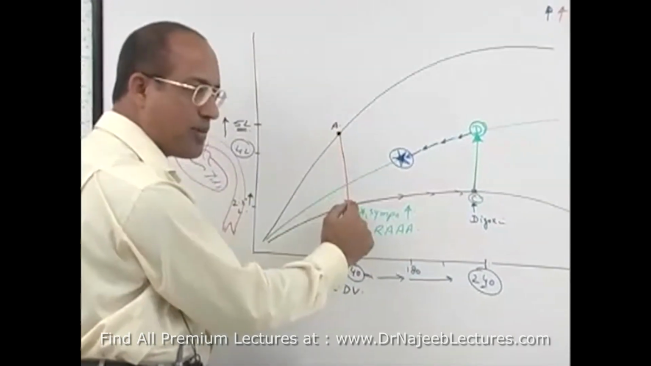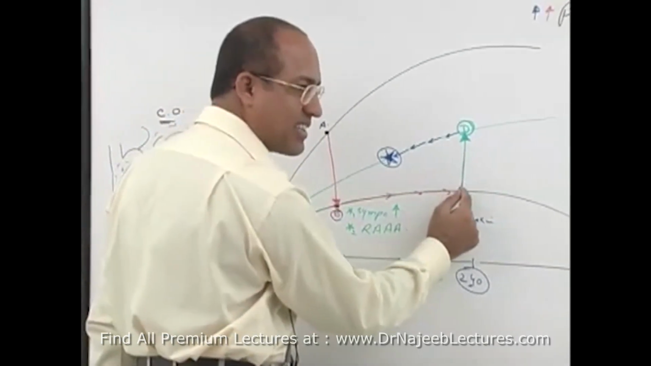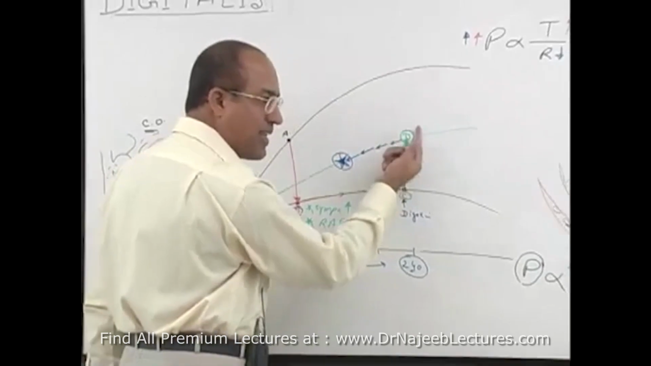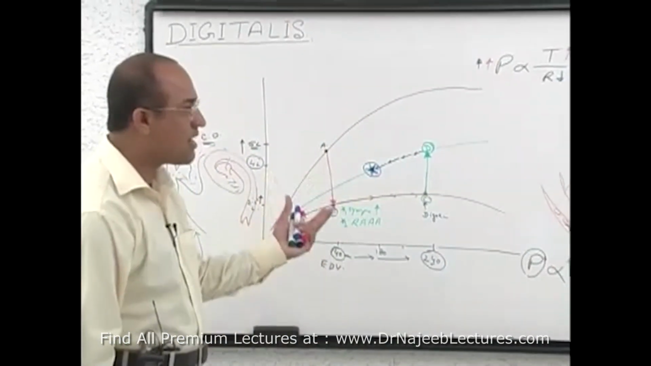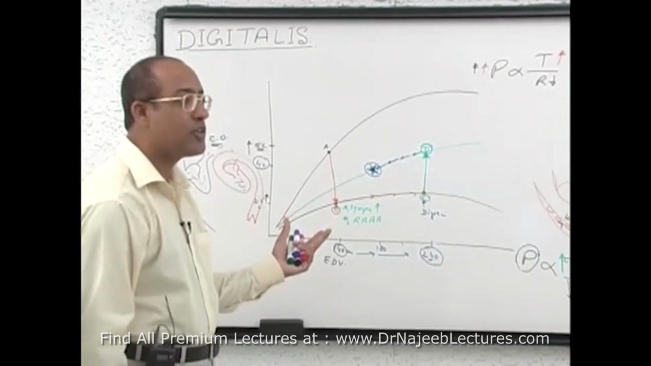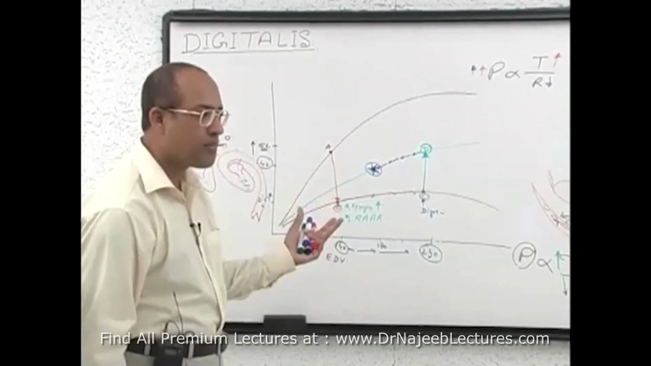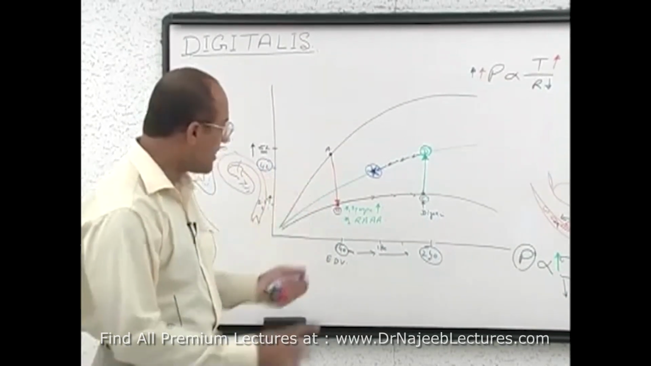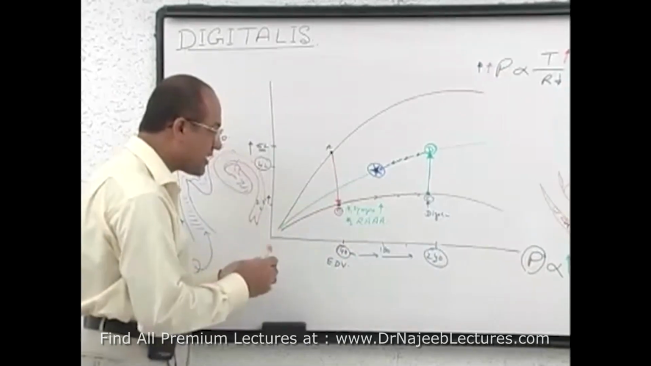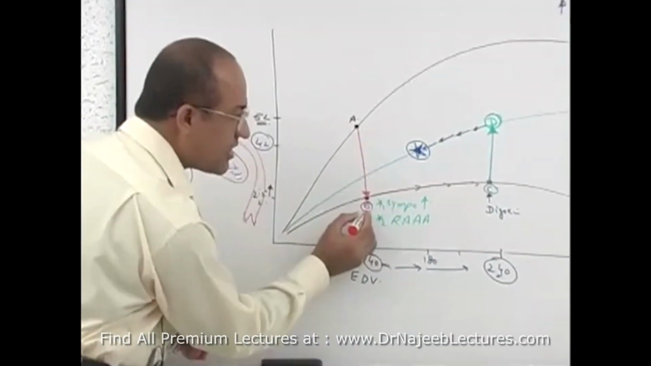First, cardiac output dropped. Then end diastolic volume progressively increased. Then it took the cardiac output up and reduced the end diastolic volume. Is that right? This is how Digitalis alters the hemodynamic parameters of the cardiovascular system. Am I clear?